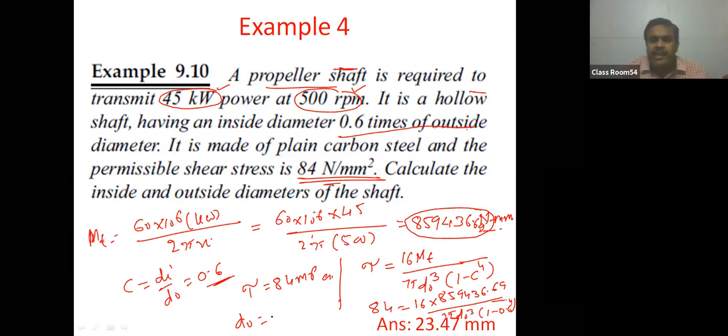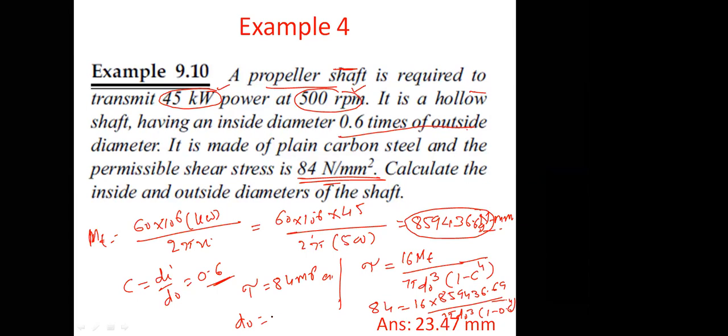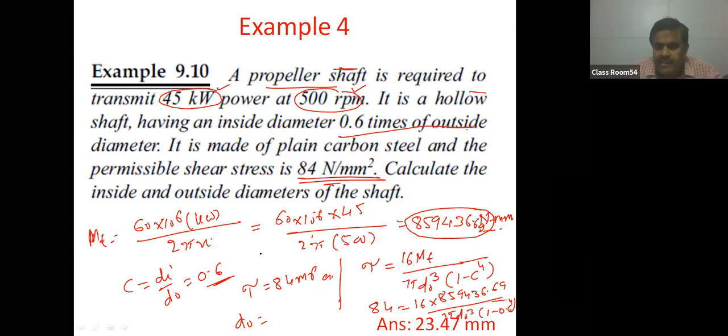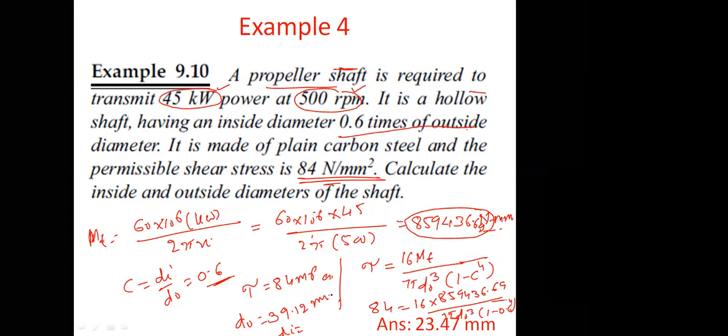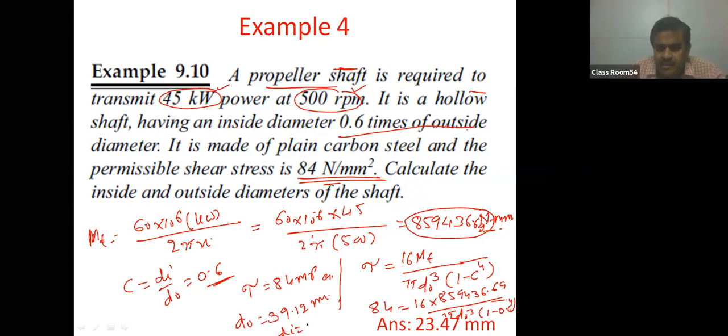तुषार solve करिए और Do बताइए. What is the answer for Do? Sir 39.12 mm. Do is coming 39.12 mm. Yes, Do sir. When Do is 39.12, you can find Di. So Di is 0.6 से multiply कर दीजिए. Sir 23.47. Yes, 23.47. This is the answer.